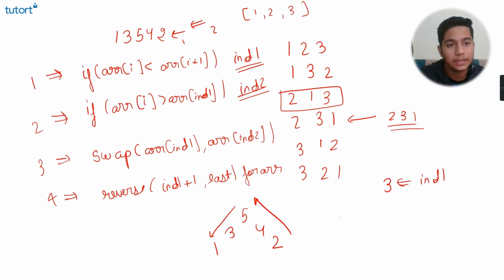Now in order to make it just greater, from the last only you have to find a number that is just greater than the value at index 1, right? So here you can see 2 is not greater than 3, but 4 is greater than 3, right? So 4 is the value that is just greater than index 1. The index of the 4 value is index 2, right? Now you have found index 1 and index 2, and you have to swap 3 and 4.